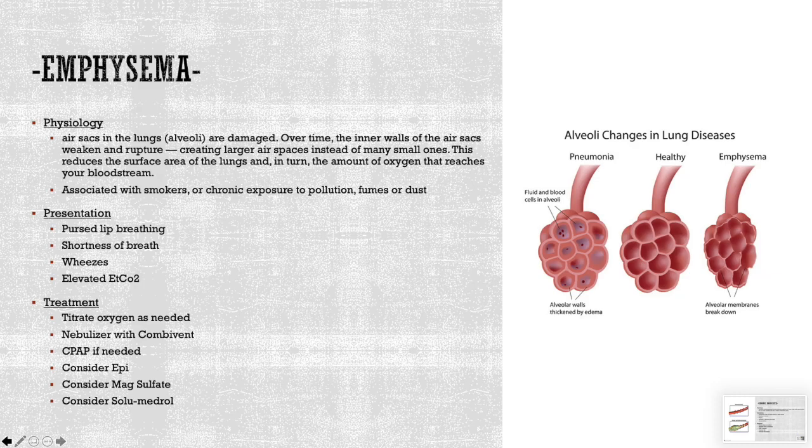We see it mostly with smokers, but it can also happen to people who had chronic exposure to air pollution or who worked in areas where there was fumes or dust and they didn't have proper respiratory protection throughout their careers. Their presentation, like I said, pursed lip breathing, they might be tripoding, they're going to have that obvious shortness of breath. They're going to have the wheezes or diminished or absent as well. That could happen. Elevated end tidal CO2 for the same reason as your chronic bronchitis patients.